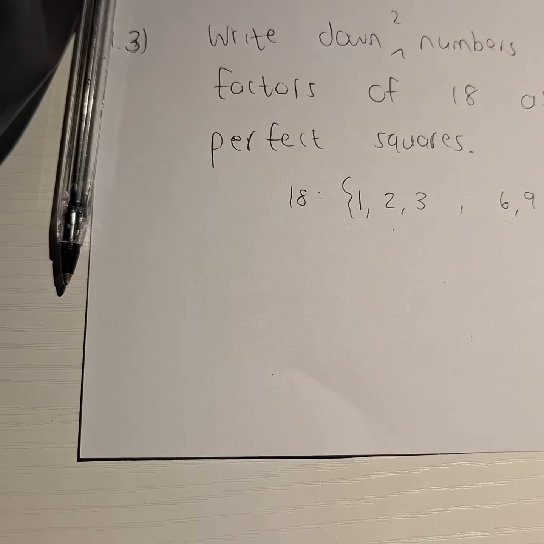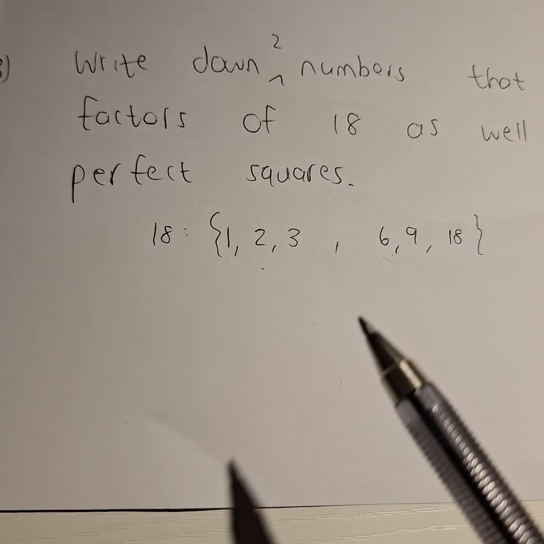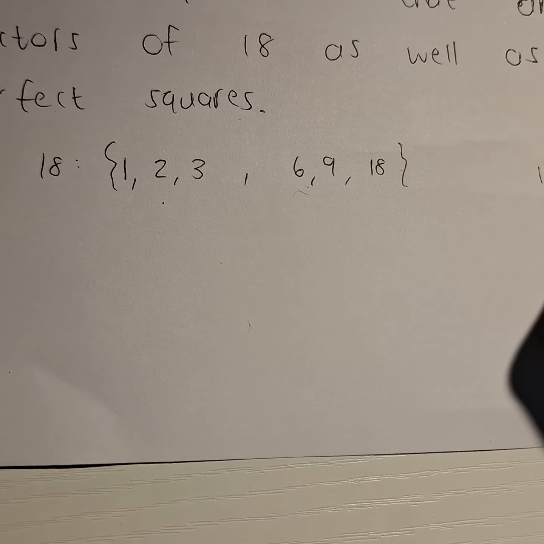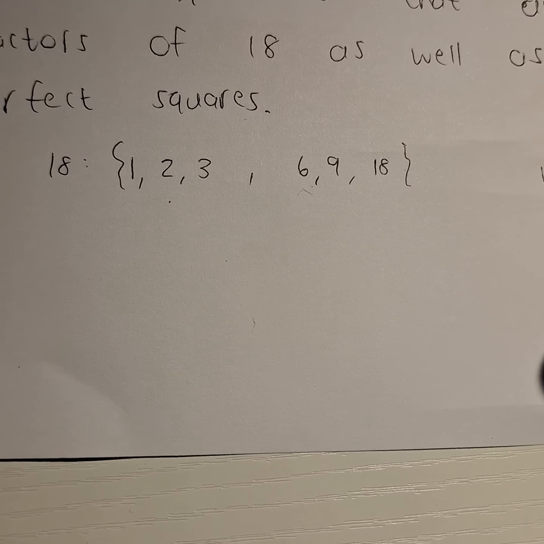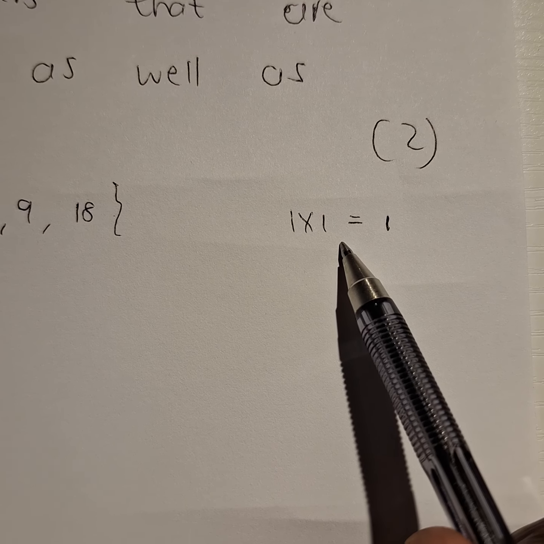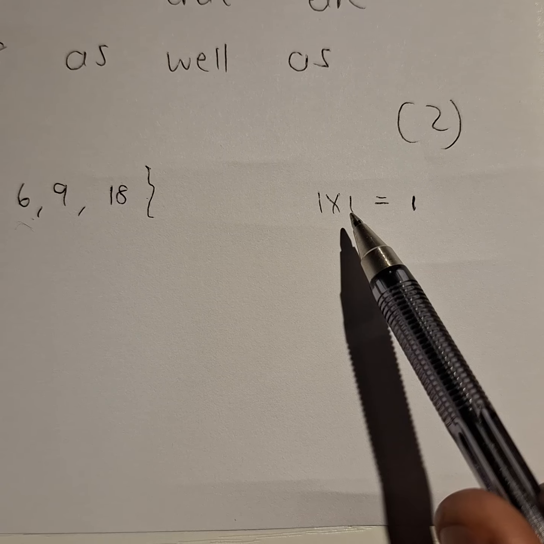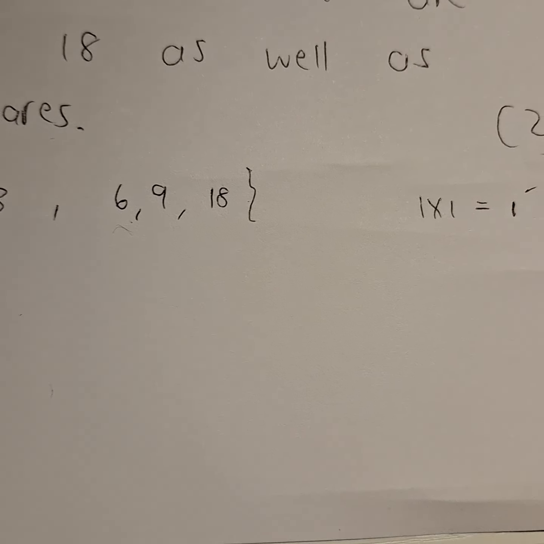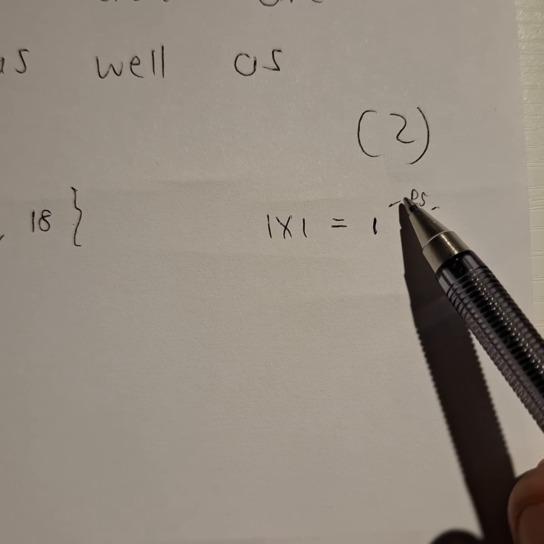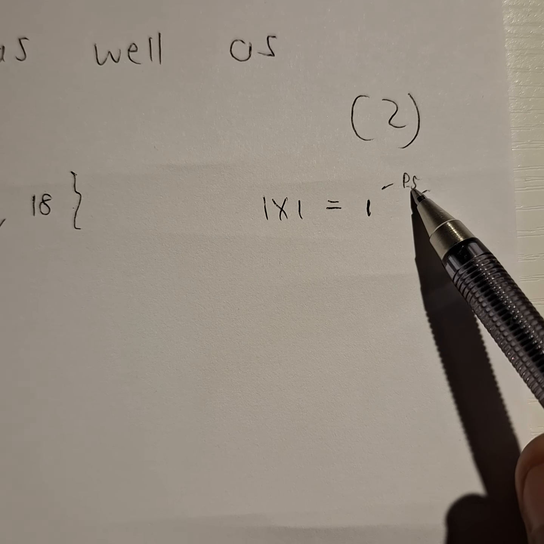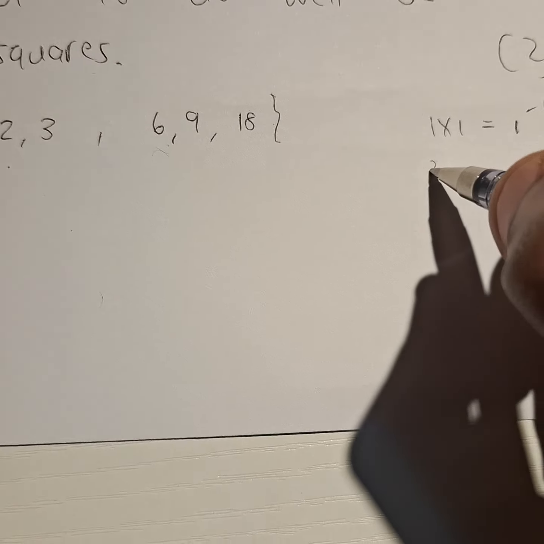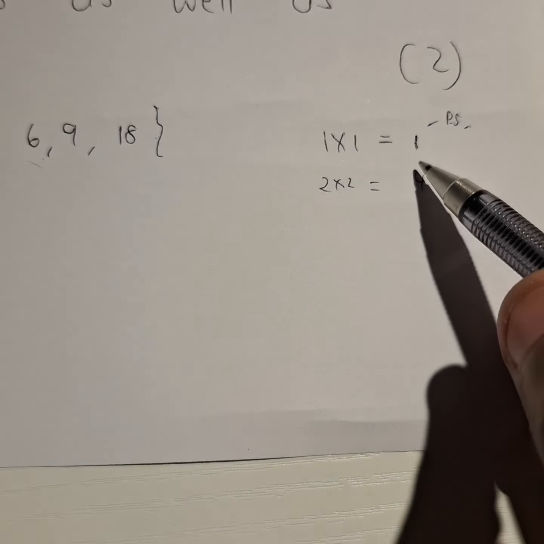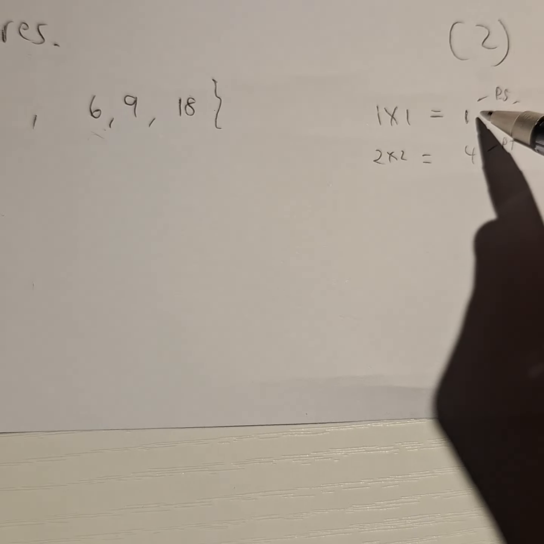So from these numbers, we need to identify the numbers that are perfect squares. What are perfect squares? Perfect squares are simply numbers that we are able to get by taking a certain natural number and multiplying it by itself. So for instance, 1 times 1 gives us 1. That means 1 is a perfect square. I just use PS to show perfect square. If we take the next natural number and multiply it by itself, we get the number 4. So 4 is also a perfect square.